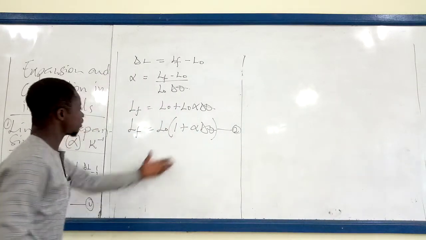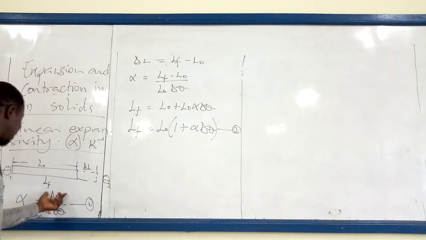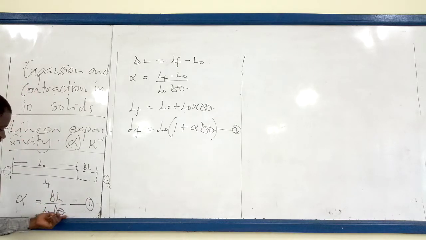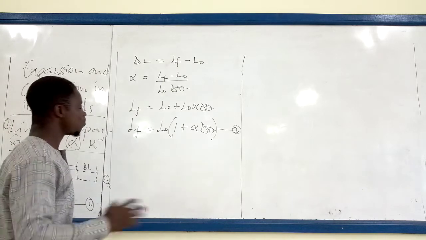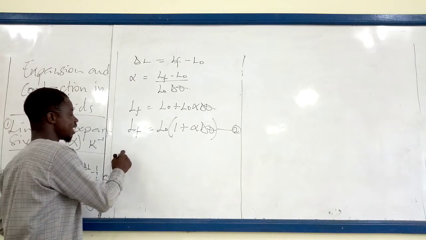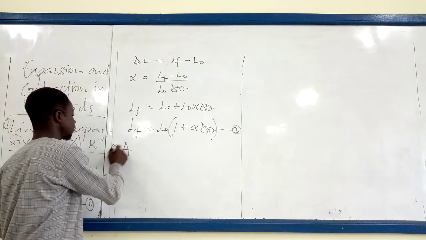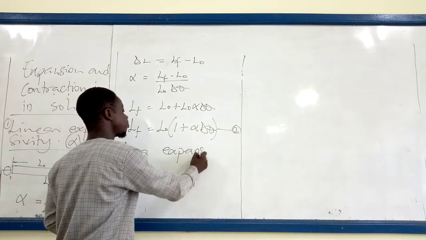Good. So that is it for linear expansivity: change in length per original length per change in temperature. Good. Then we look at another property that we call area expansivity.